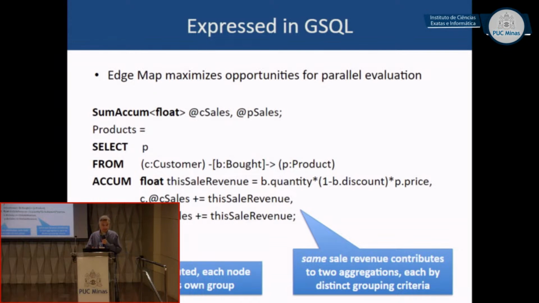And the groups are distributed. This is parallelizable and distribution friendly. The result of the sales stays with each node. A customer node has its own sales revenue. A product node has its own sales revenue.